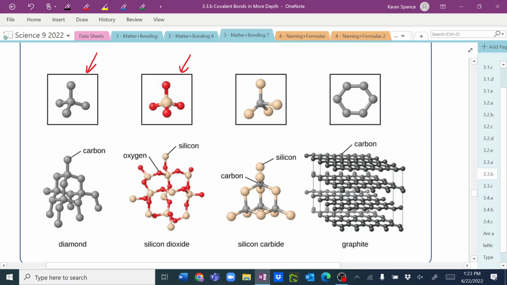Watch this. Here's a carbon atom. It's bonded to one carbon atom, 2, 3, 4. It makes a little tripod kind of structure, yes? So every carbon atom is bonded by a very strong covalent bond to 4 other carbon atoms. This form of carbon is super, super strong, super, super hard. This is diamond. Okay? So that would be what you would see if you had diamond.